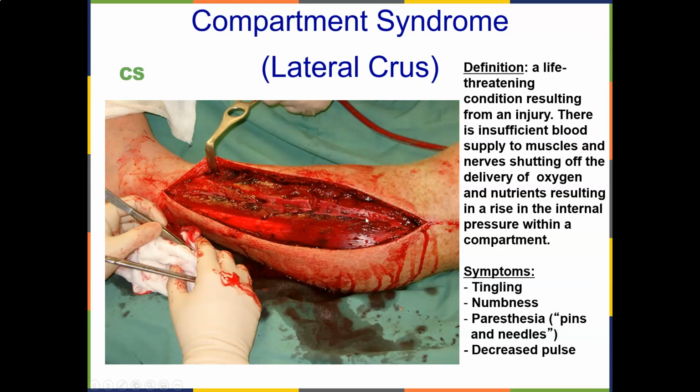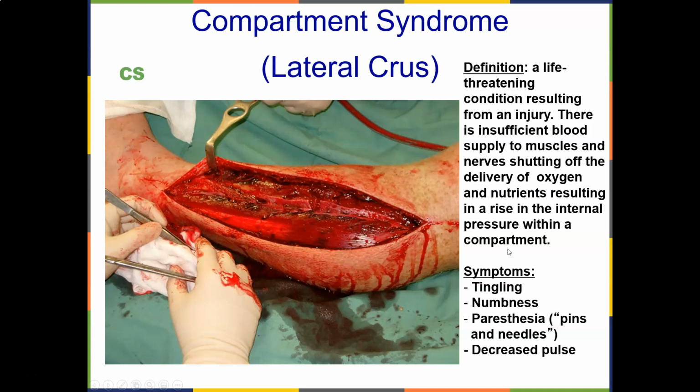This is not his leg, but compartmental syndrome, this is the lateral cruise, is a life-threatening condition resulting from an injury. There is insufficient blood supply to muscles and nerves, shutting off the delivery of oxygen and nutrients, resulting in a rise in the internal pressure within the compartment. Symptoms include tingling, numbness, paresthesia, and a decreased pulse.